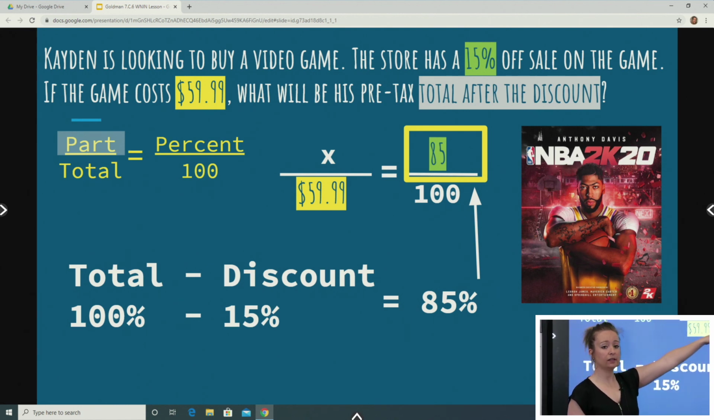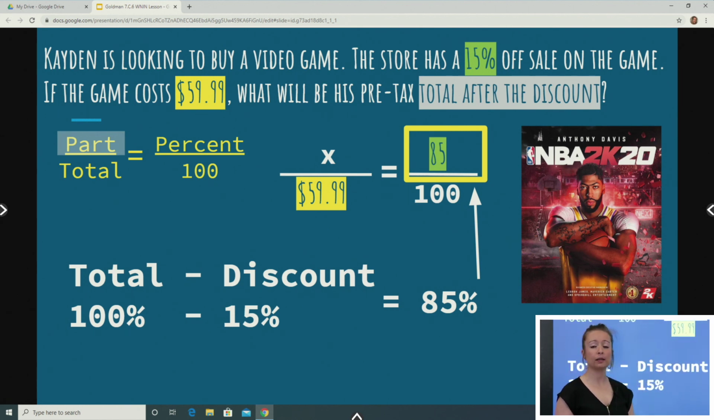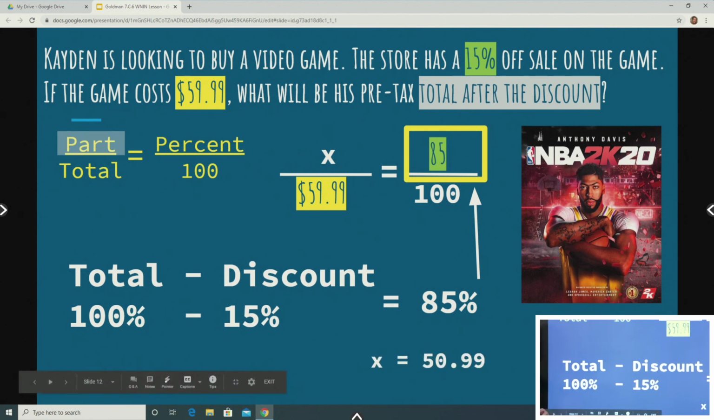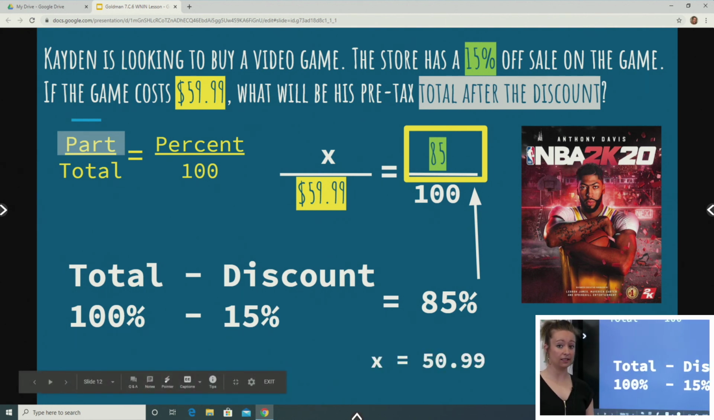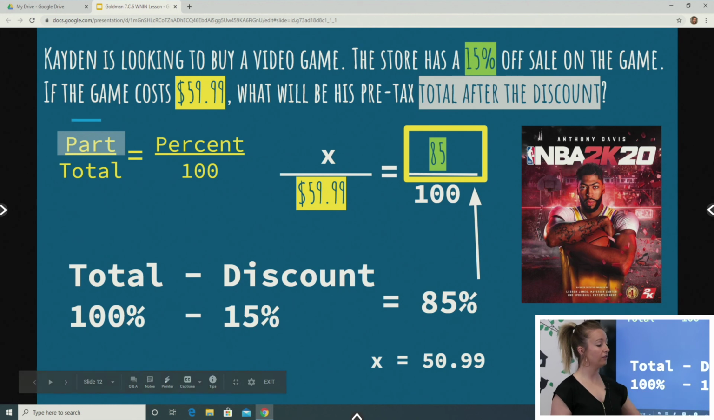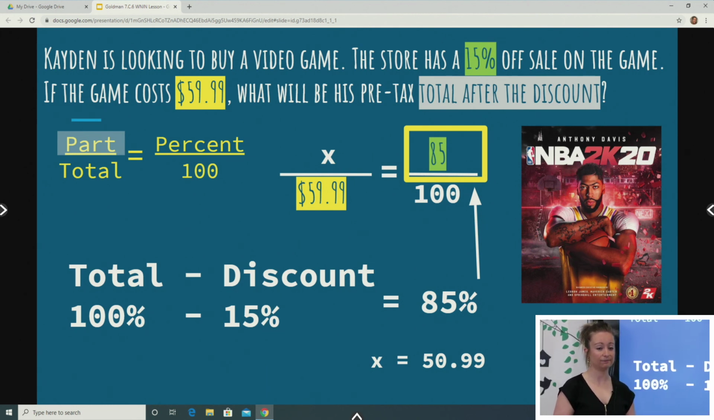And when I solve this proportion, because I know that my total after the discount is 85% of my original total, when I solve for x, it's automatically going to give me that total after the discount. It's going to give me $50.99, just like we saw was the correct answer in the last slide. You can decide which way you prefer to do this.